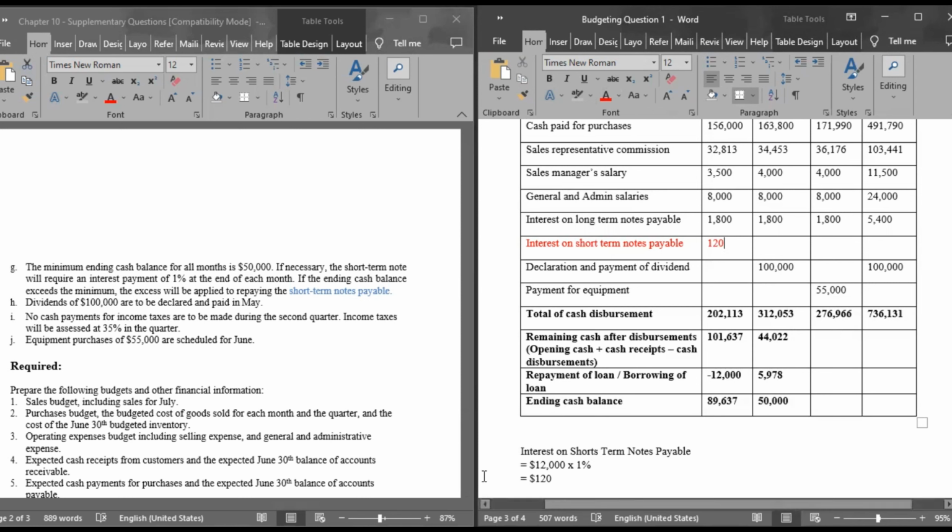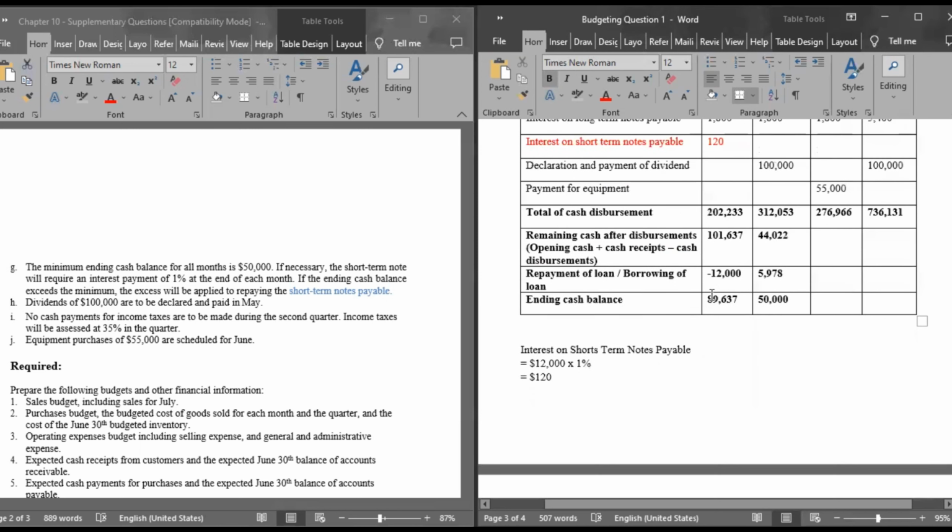So now you need to recalculate the cash disbursement. The already calculated amount is 202,113, and just add 120 to it. 202,113 plus 120 is 202,233. So this will be the total cash disbursement.